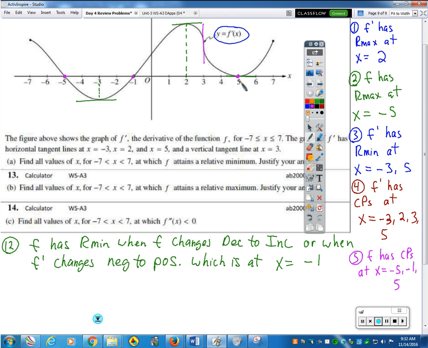So if f prime's value is equal to 0 at x equals 5, what will f's tangent slope be at x equals 5? Also 0. F having a tangent slope of 0 means f has a critical point. Does that make sense? Jacob, perfect.